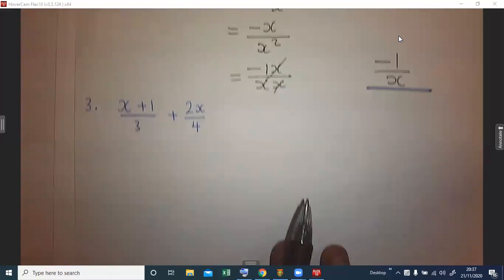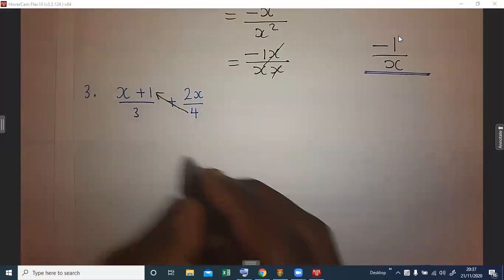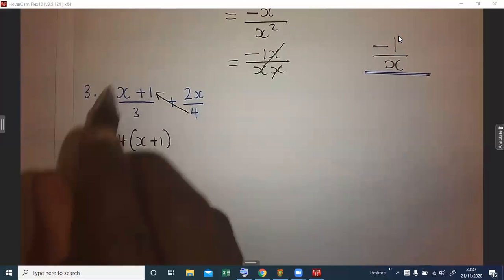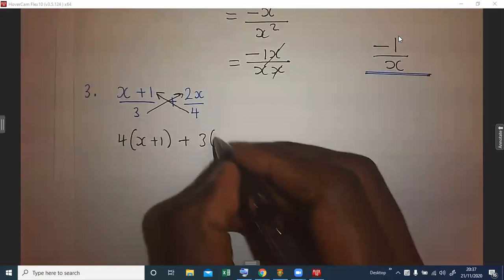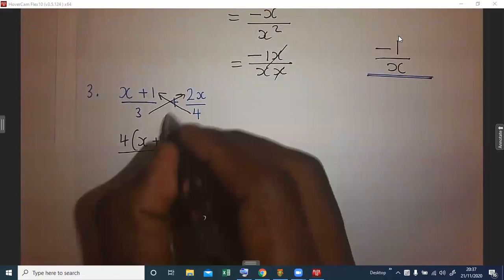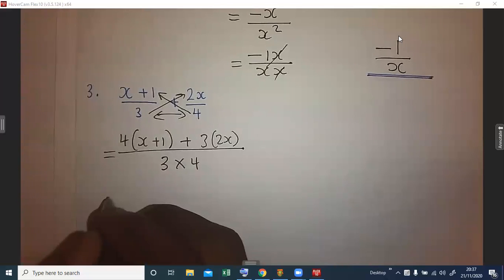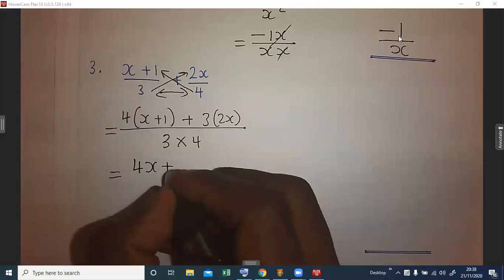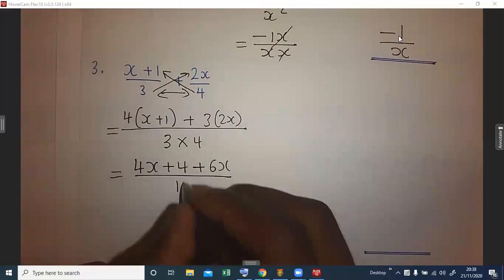Let's look at the third example. Again, we shall do the same. 4 will go to multiply x plus 1. Remember, x plus 1 is one item, so we keep it in bracket. Plus 3 will go to multiply 2x, over 3 will multiply 4. Remember, always down will multiply with down. So next part, we simplify by opening bracket first. So we get 4x plus 4 plus 6x. Over down, it will be 12.